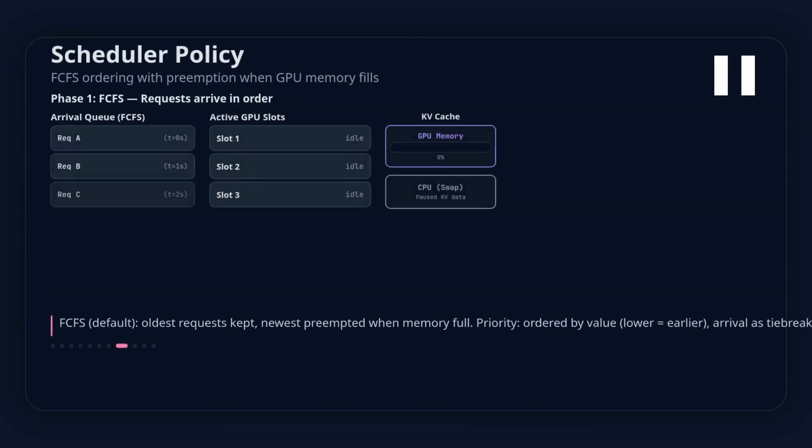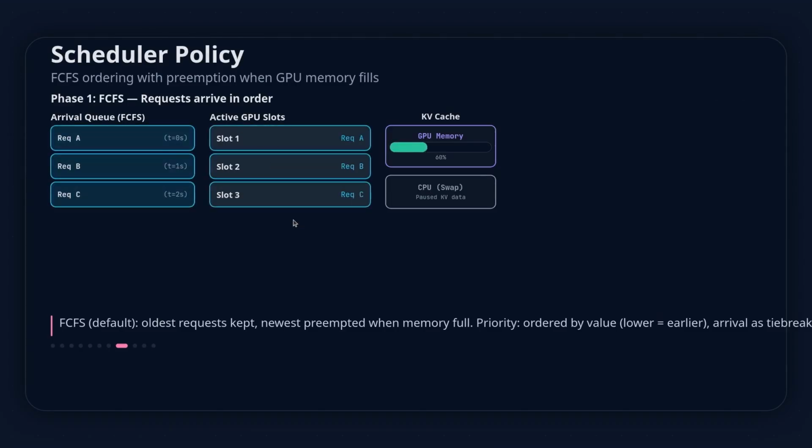Now let's look at the scheduler policy in vLLM. As we can see, the default one is first come first serve ordering with preemption when GPU memory fills. So we have the queue of requests that we get. Request A arrives at 0 seconds, B at 1, C at 2 seconds. Now let's see what happens. We fill the active GPU slots and we are computing requests A, B, C at the same time. And then here we can see the KV cache and GPU memory. As we compute, the GPU memory gradually fills up and becomes full.